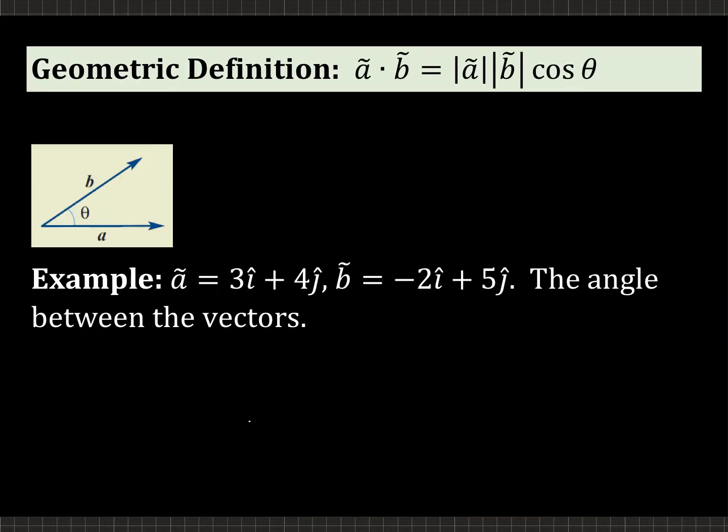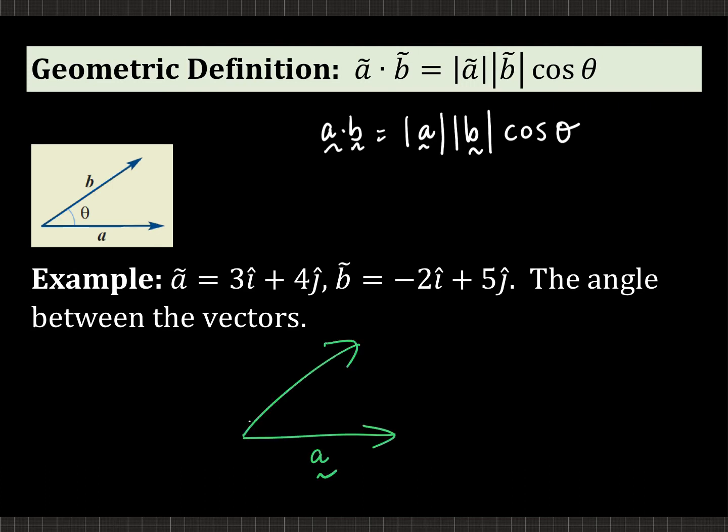Now, one of the awesome things about the dot product is that it has a geometric definition as well. So A dot B is equal to the absolute value of A, that is the length of A, multiplied by the length of B, multiplied by the cosine of the angle that is in between them. So if I have vector A here and vector B here, I can find the dot product by taking the length of that, multiplying by the length of that one, and the cosine of that angle.